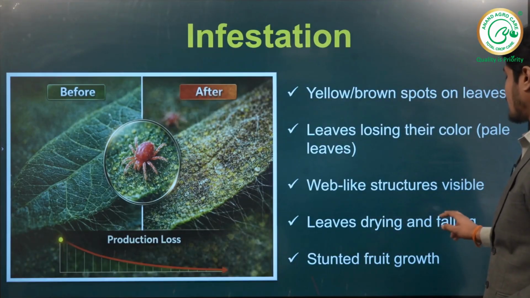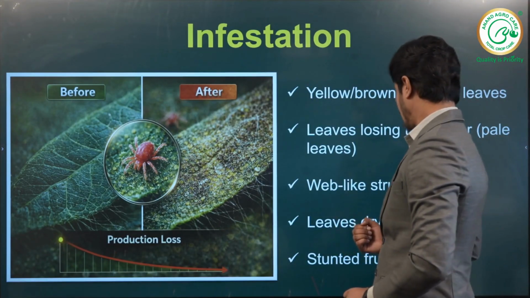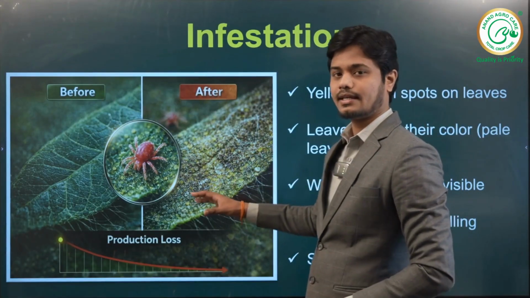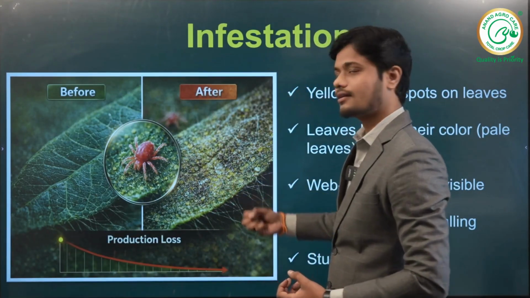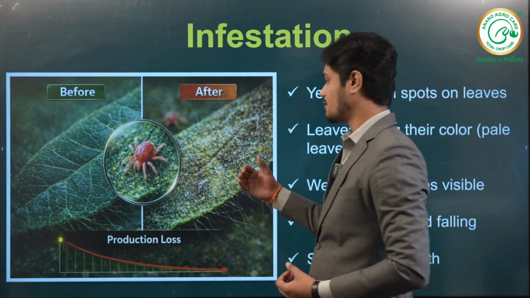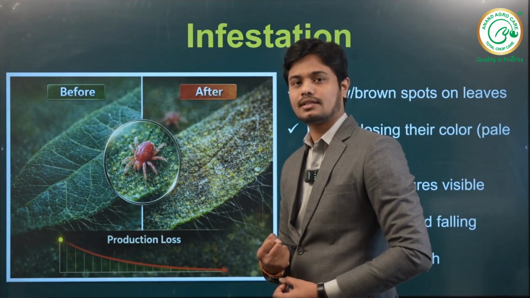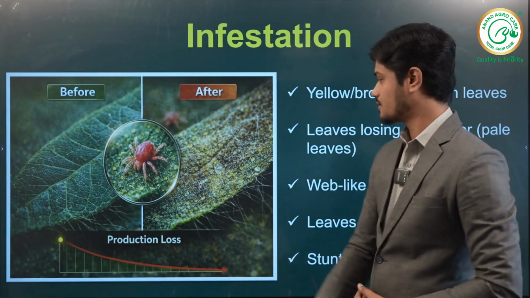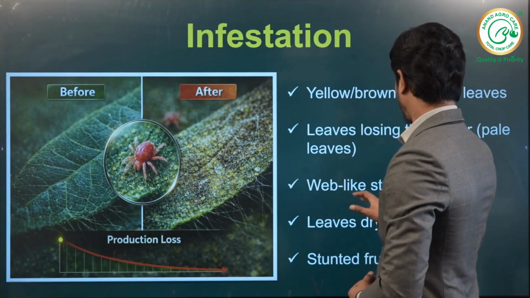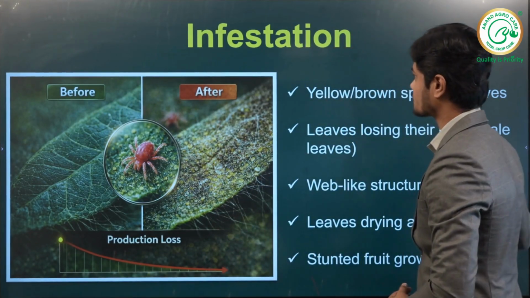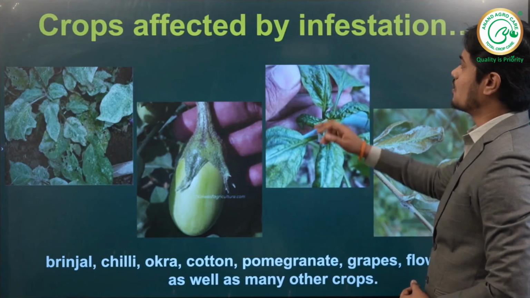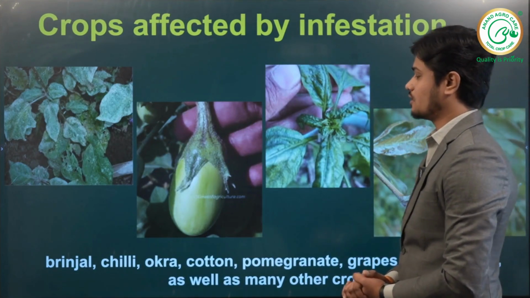Then leaves dry and fall, and fruit growth is stunted. After discoloration, leaves cannot take up their nutrients, and if leaves cannot take up nutrients, they cannot supply them to the plant. Therefore, they dry and fall, and the last step is death of the plant. Crops affected by infestation.